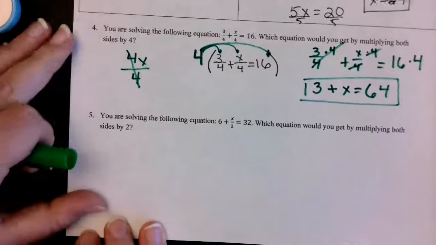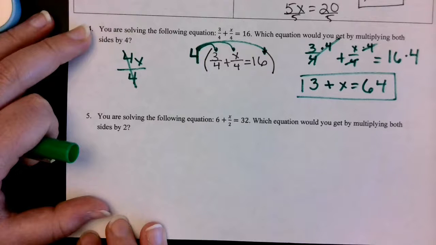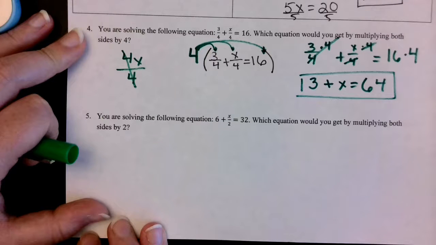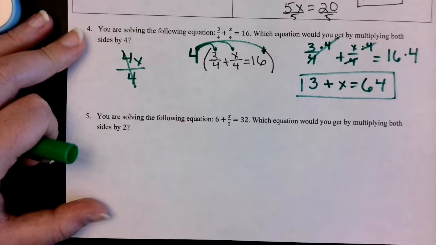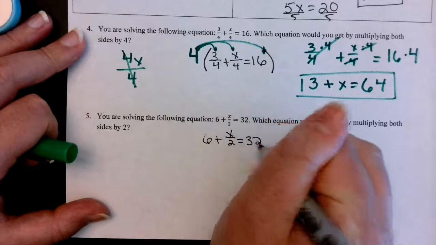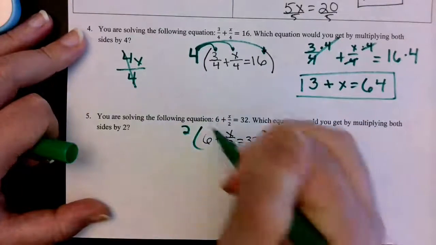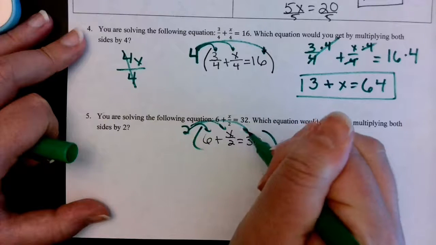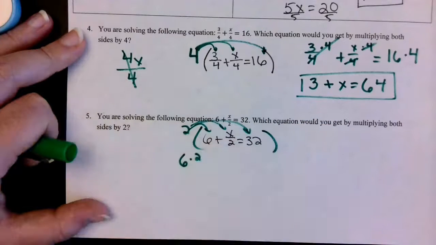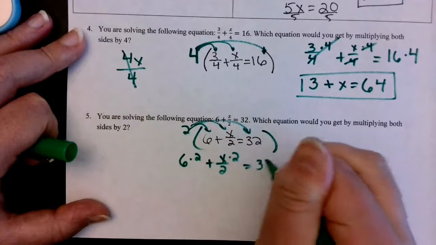In number 5, you were solving the following equation. 6 plus x over 2 equals 32. What equation would you get by multiplying both sides by 2? Alright, freeze it, try this one by yourself. It's just like 4, and let's see if we get the same answer. Alright, 6 plus x over 2 equals 32. I want to multiply the entire thing by 2. Distribute the 2 into everything, so the next part of my equation looks like 6 times 2 plus x over 2 times 2 equals 32 times 2.